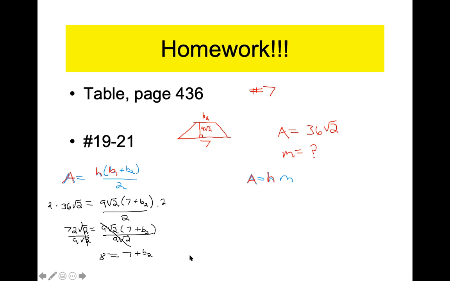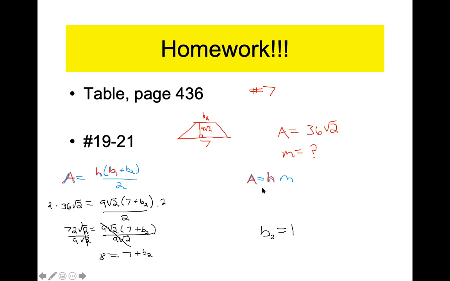Therefore, how big is base sub 2? That's the hard part. Well, just get rid of the 7. Would you just subtract 7 from both sides? Yes. So it would be 1. So first answer, base sub 2 is equal to 1. We're halfway there.